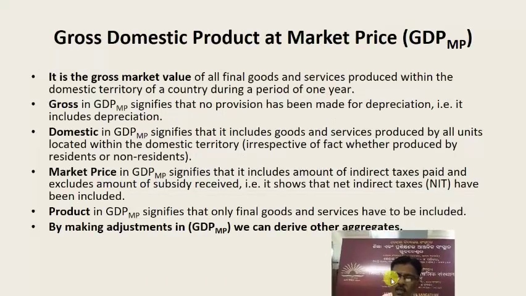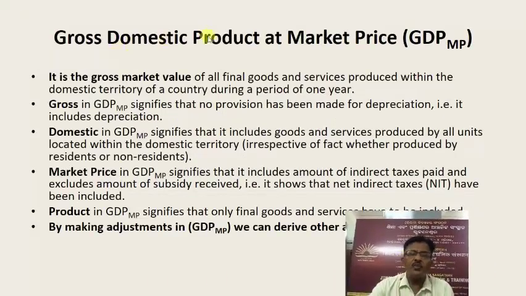So the first aggregate is gross domestic product at market price, GDP MP. What is it? It is the gross market value of all final goods and services produced within the domestic territory of a country during a period of 1 year. Remember, we have already discussed the meaning of final goods in earlier chapters. That knowledge will be helpful here to understand this concept.